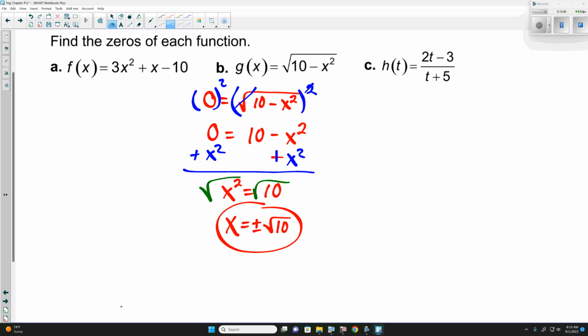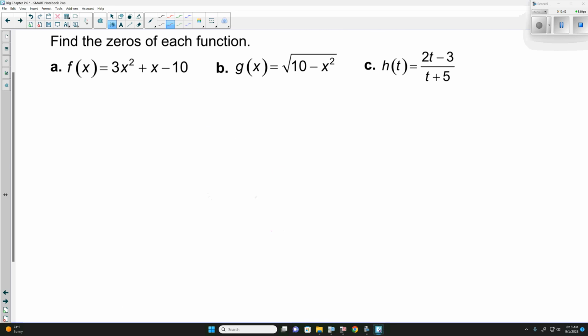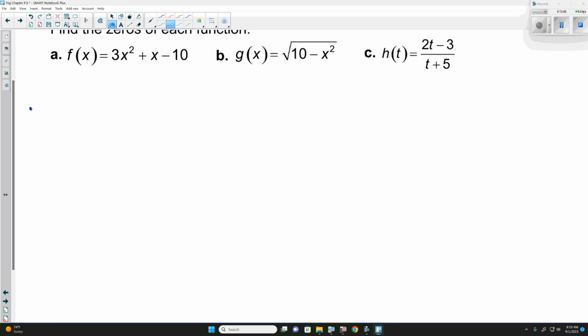And the last one. So we're trying to see when this is 0. Now, if a fraction is going to be 0, what part of it really has to be 0? The top or bottom? The top. Because if the bottom's 0, that's undefined, it doesn't work. So really the only way for this to be 0 is if 2t minus 3 is equal to 0.